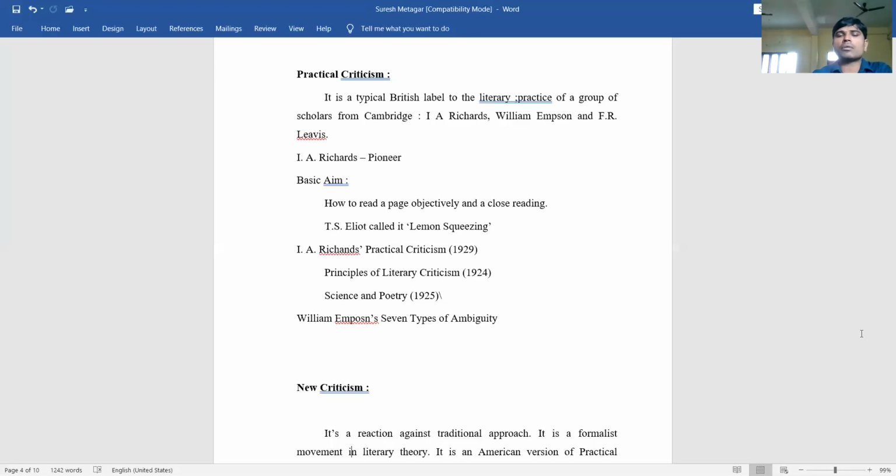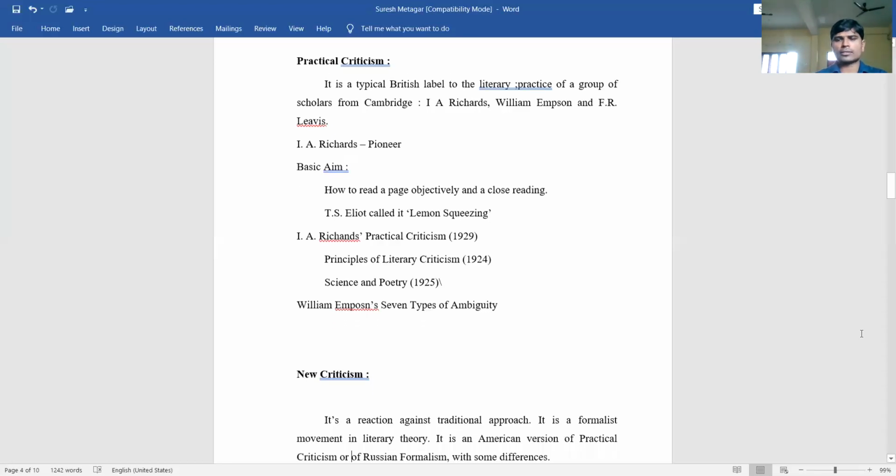And William Empson was his student, who wrote a book called Seven Types of Ambiguity, in which he speaks about the multiple meanings of literature or a text. Means in the text there are multiple meanings. If you concentrate on the writer, the writer's intention, or universal values, you will have only one meaning. If you read or analyze the text itself only, whatever is there in the text itself, you will get plenty of meanings. That is what is there in Seven Types of Ambiguity. So practical criticism and new criticism are almost similar, and new criticism is the American version of practical criticism. Let us see new criticism.